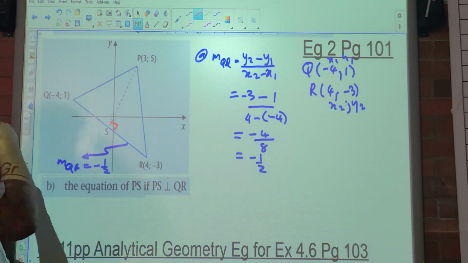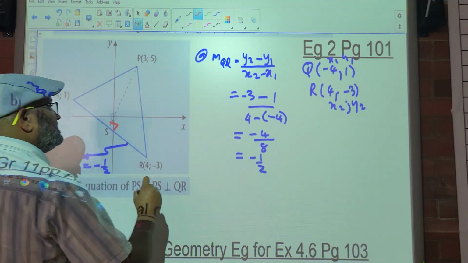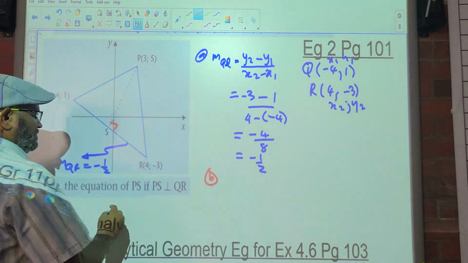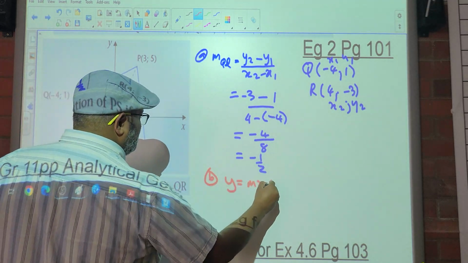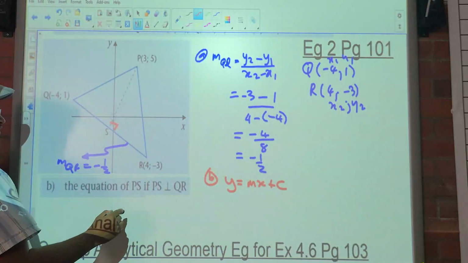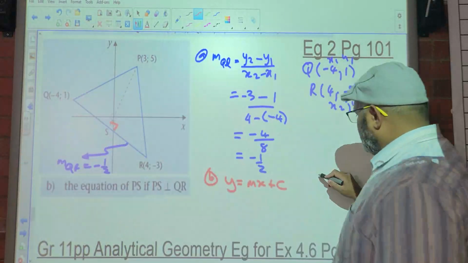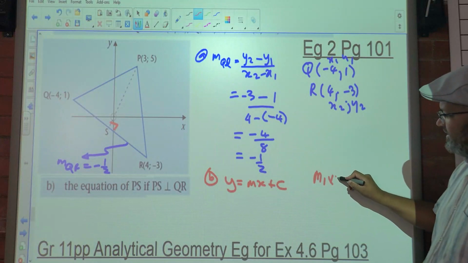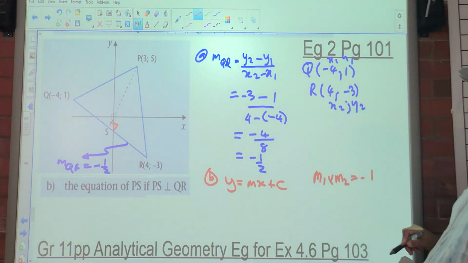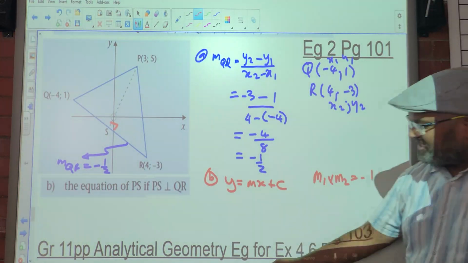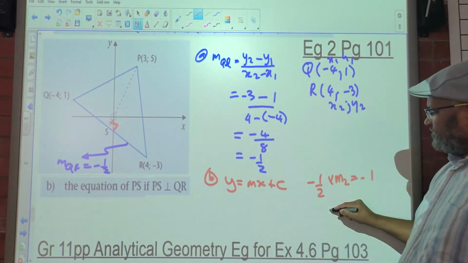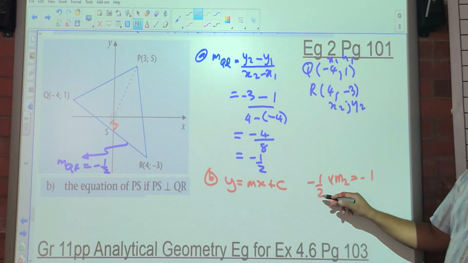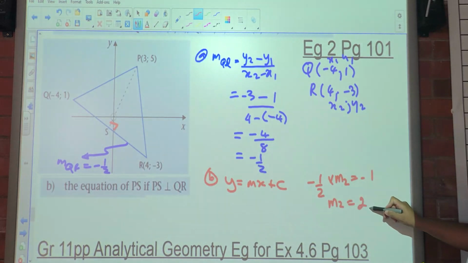The product of the two gradients is negative 1. So what would the standard form of this equation be? Y equals mx plus c. So gradient 1 times gradient 2 is equal to negative 1. So if the gradient 1 is negative half, the gradient 2 will simply be negative 1 divided by negative half, which is 2.